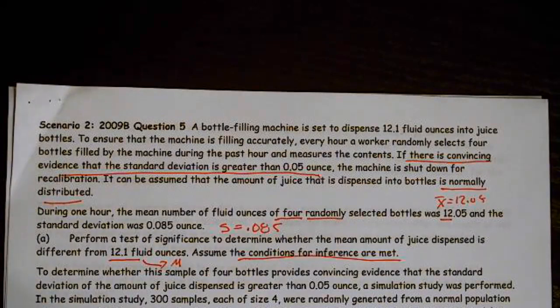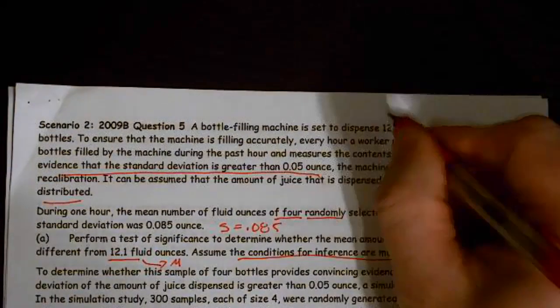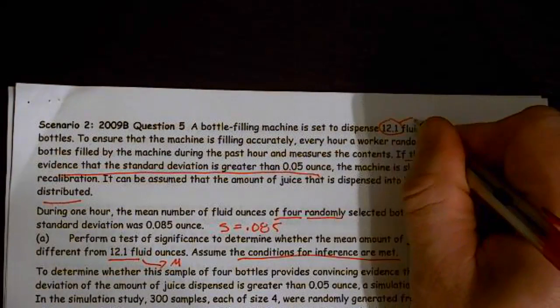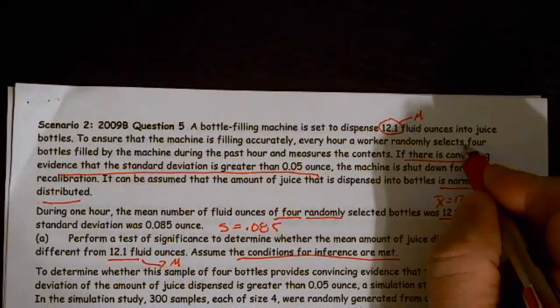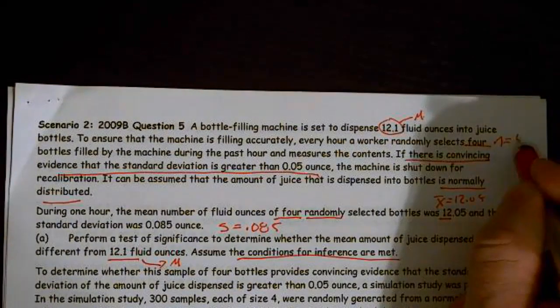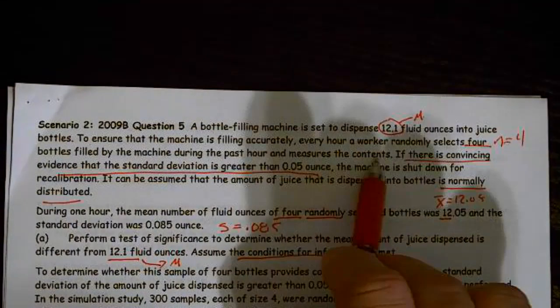A bottle filling machine is set to dispense 12.1 ounces in juice bottles. This is what it's set to do, so this is the claim at 12.1. That's our population mean. To ensure that the machine is filling accurately every hour, a worker randomly selects 4 bottles, so we have a sample size of 4, filled by the machine during the past hour, and measures the contents.